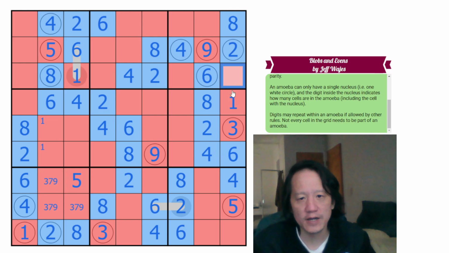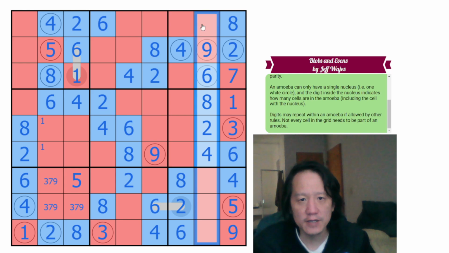So this is 7 or 9. It cannot be 9 because of that 9. So this must be 7, which forces this to be 9. This is now 1, 3, and 7. Where is the 5 in column 8? It can only be here.